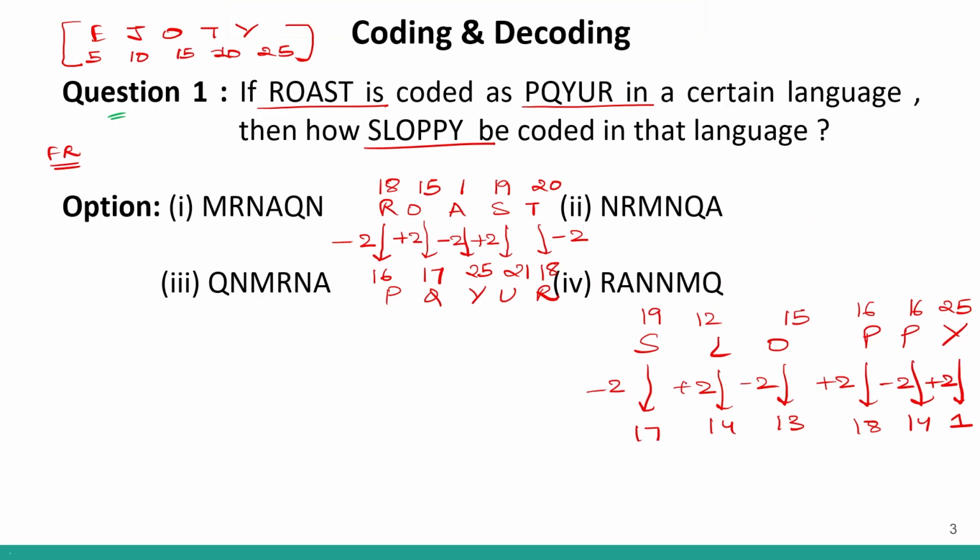So if I look at the code, 17 is for how much? 17 is for Q, 14 is for N. Then we have M. 18 is for R, 14 is again for N, and 1 is for A. So the code will be QNMRNA. This is given in option number 3. So option number 3 will be the answer to this question.